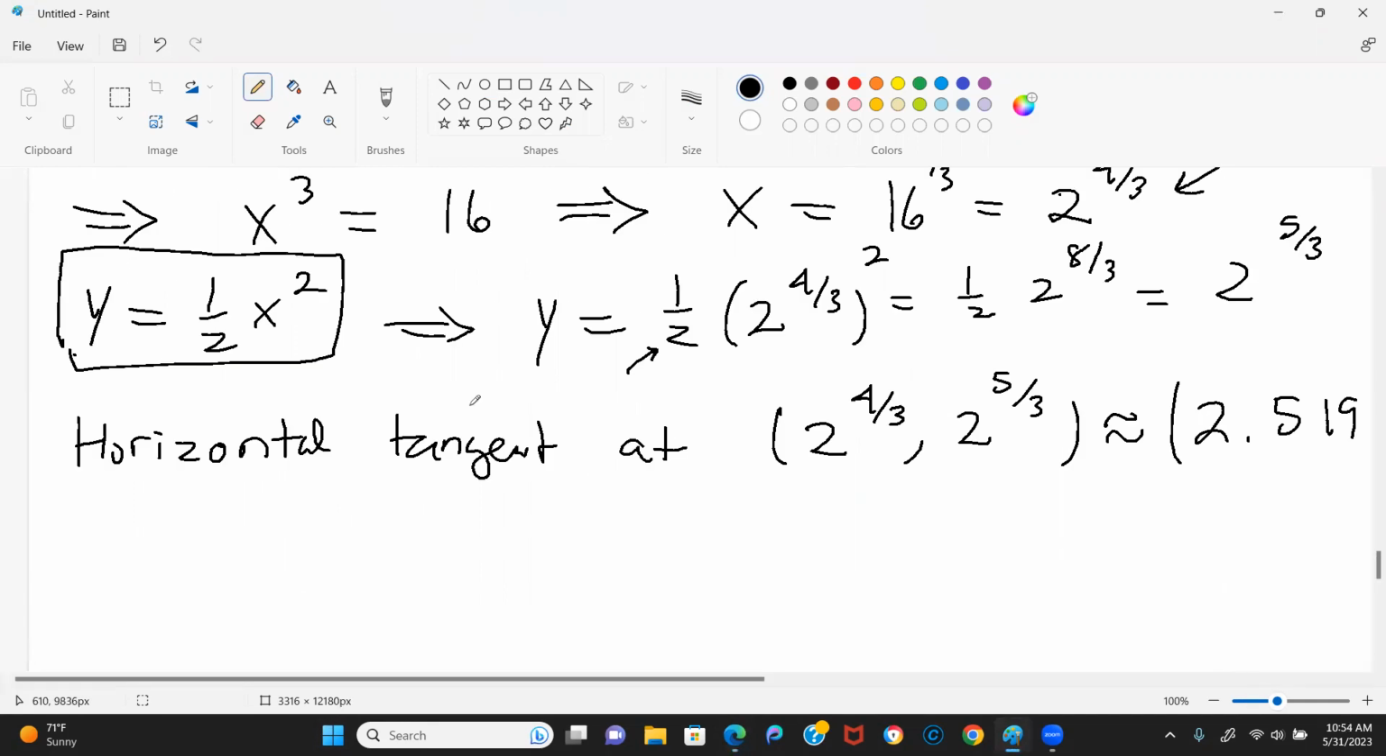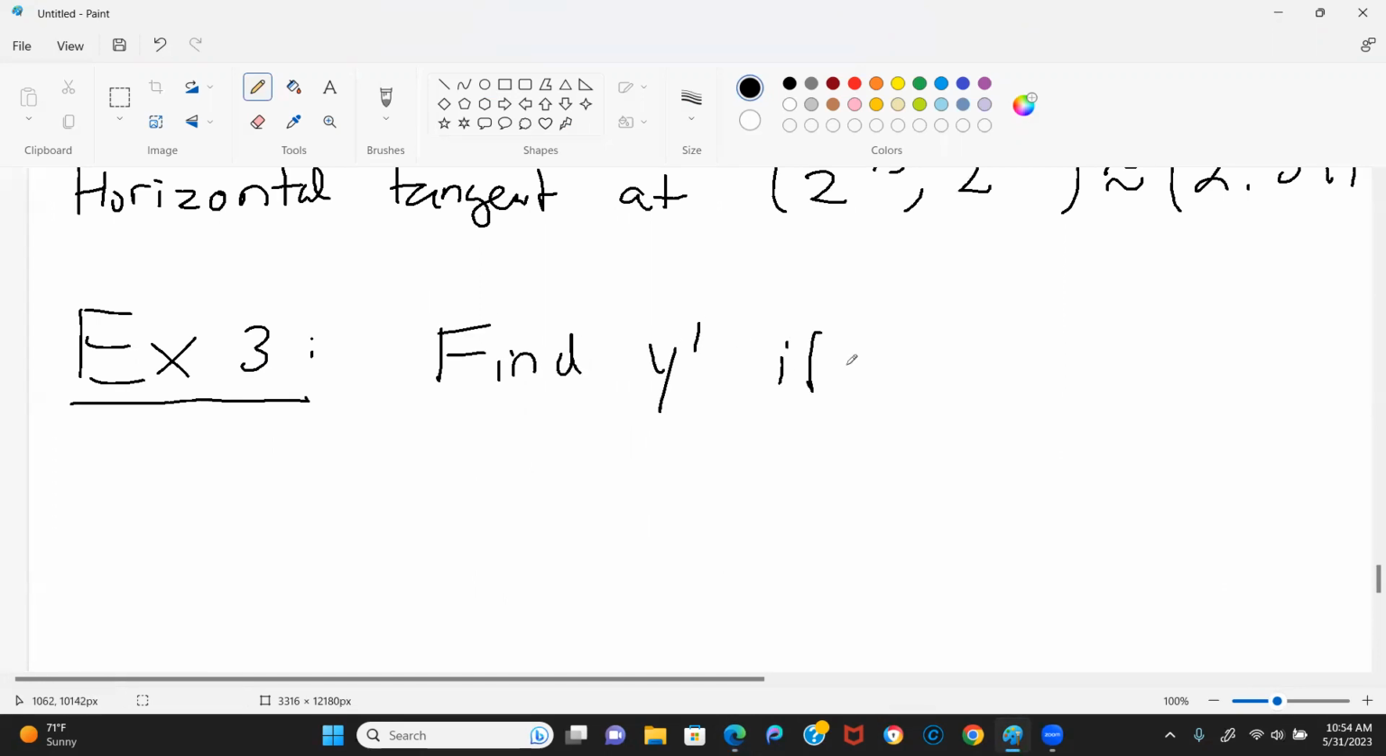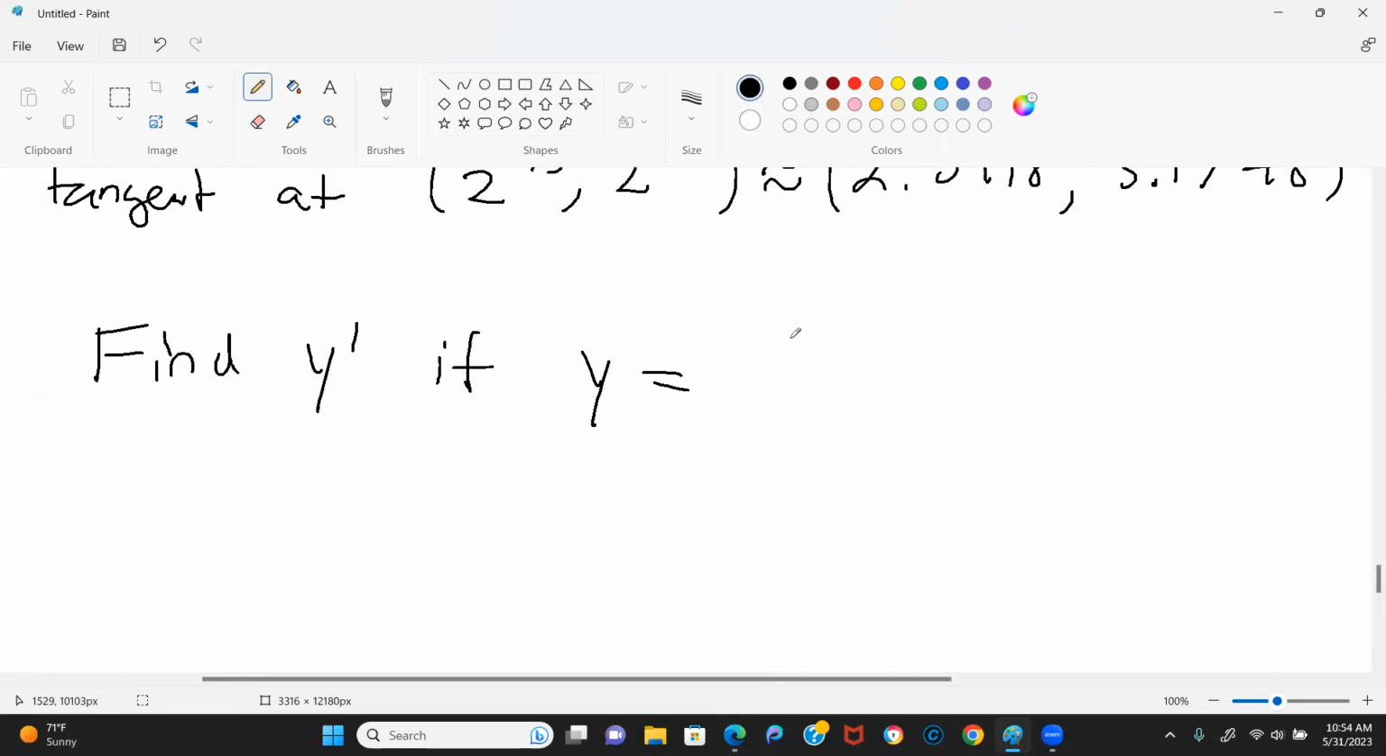All right, so this is going to be example 3. So we want to find y prime. We have that the equation is sine of x plus y is equal to y squared cosine x.